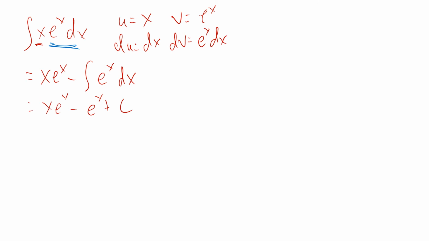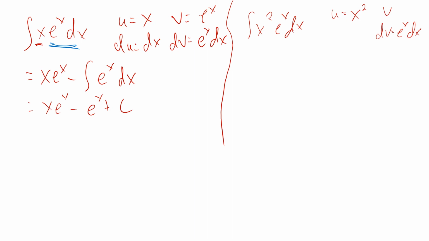If we had something like the antiderivative of x squared e to the x dx, u would be x squared, dv is still going to be e to the x dx, so v is still e to the x, but du will be 2x dx.